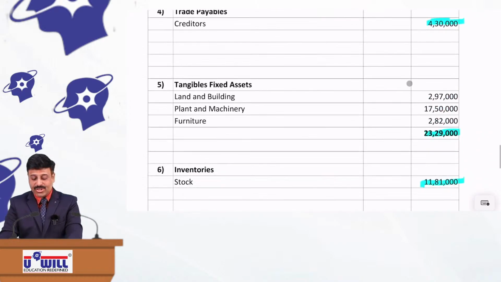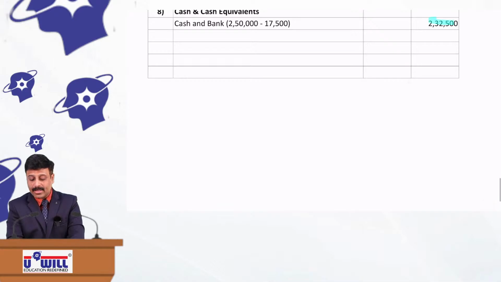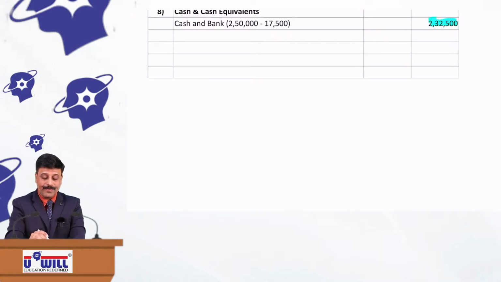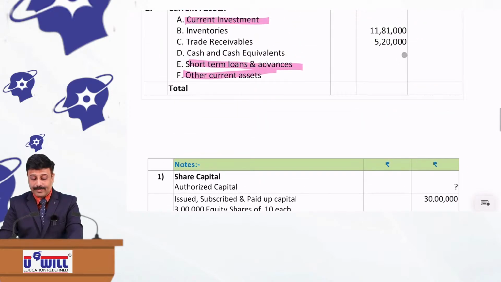And cash equivalents, all of you can see lastly they are 2,32,500. Cash and cash equivalents 2,32,500. Now total will come to 11 plus 5, 16, 16 plus 2, 18, 18 and 1, 19, 19,33,500.